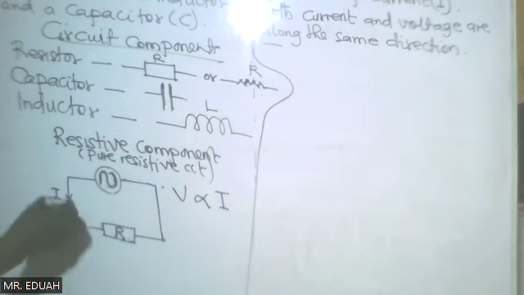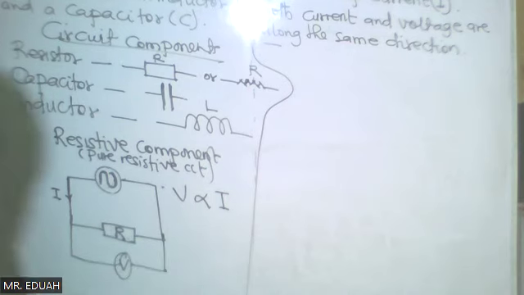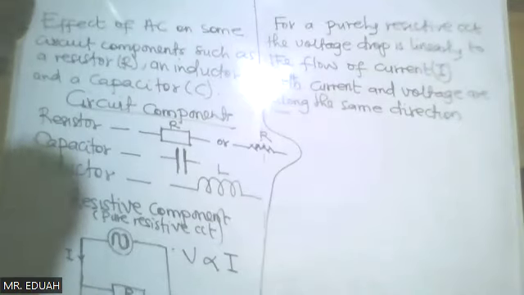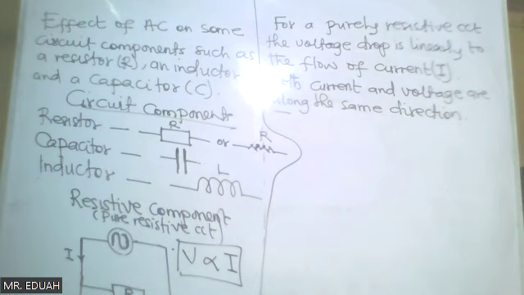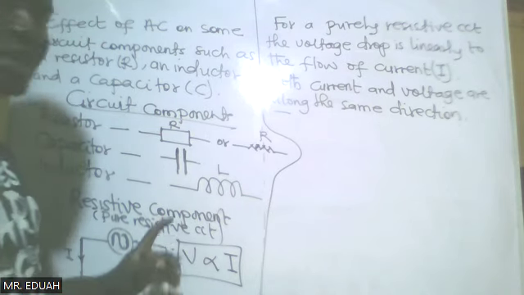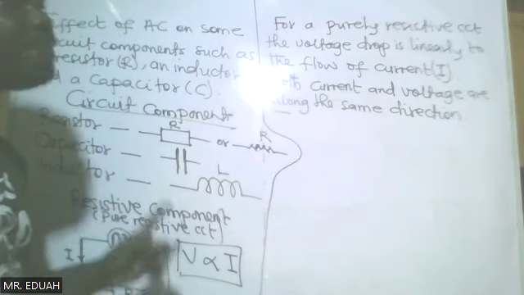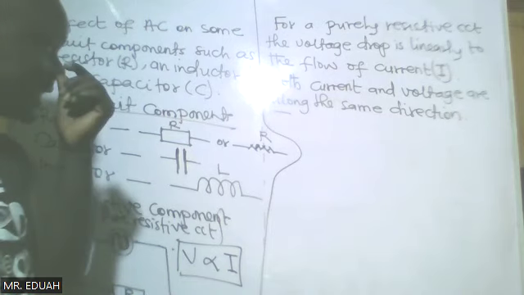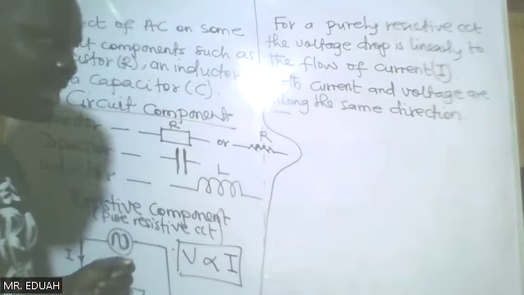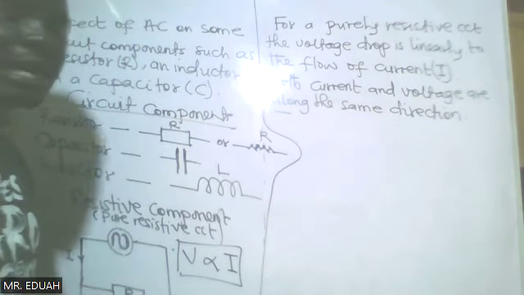you will get that Ohm's law is obeyed. The voltage is directly proportional to the alternating current. V is directly proportional to I. If V is directly proportional to I, then the conclusion is that for a purely resistive circuit, the voltage drop or the potential difference is linear to the current flow.